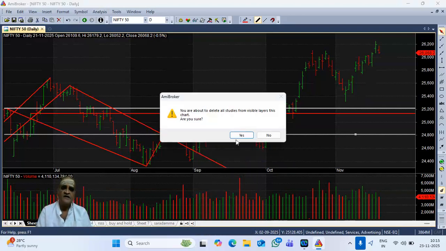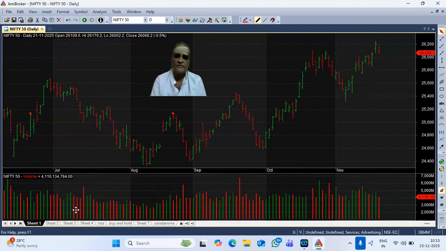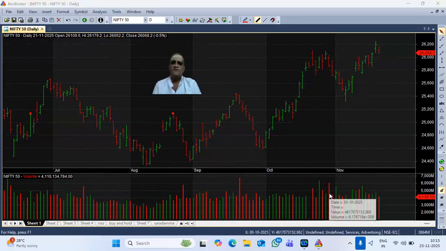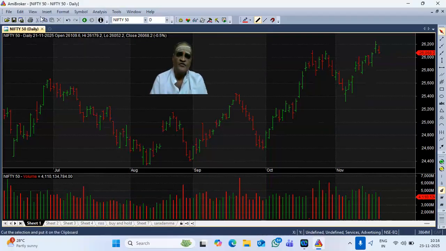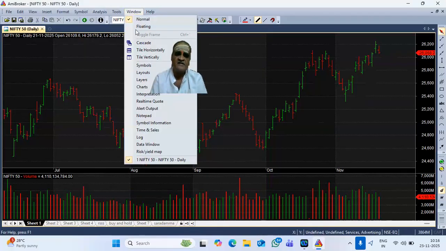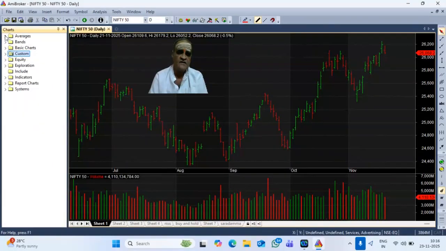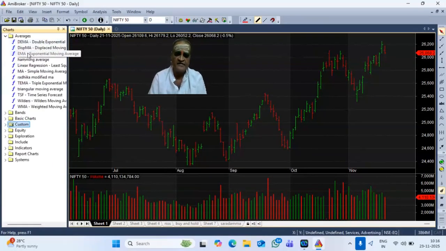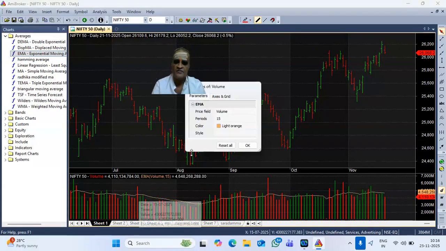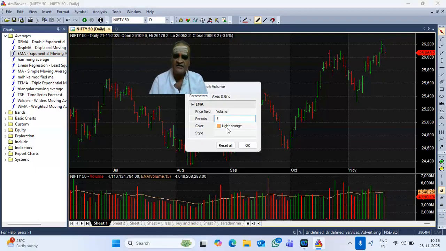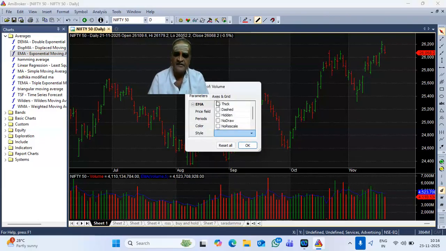After clearing this, let us consider the volume aspect. Here you can see the volume. As there are 5 days in a trading week, the first thing I would like to do is to put one moving average of volume. Because there are 5 days in a trading week, I will put an exponential moving average of 5 days volume. Here it is, I am changing the volume to 5 days, and I am changing the color to blue and style to thicker so that it will be evident.